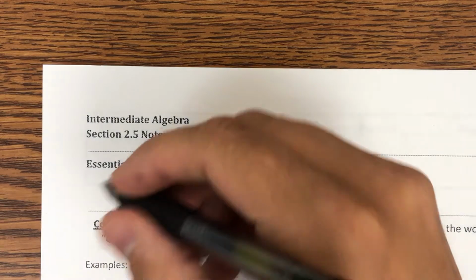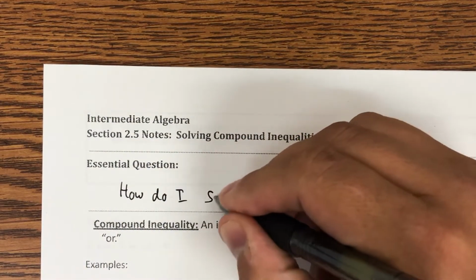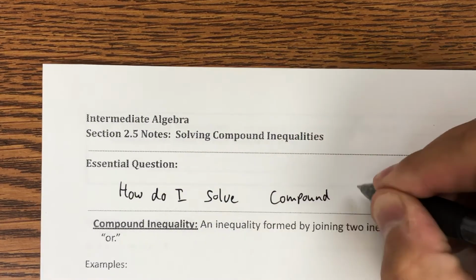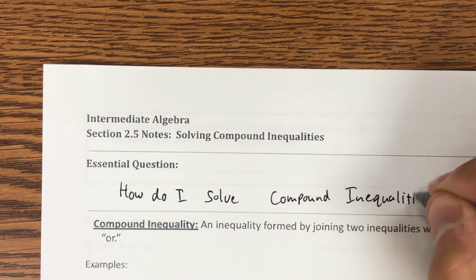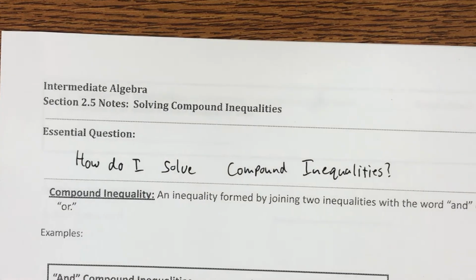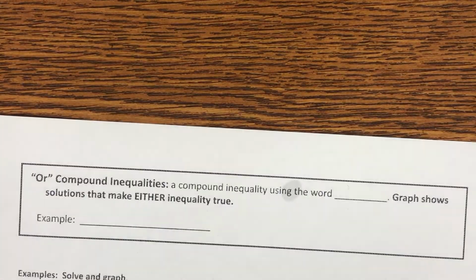Essential question for today is how do I solve compound inequalities? And our compound inequalities are going to be an inequality formed by joining two inequalities using either the word and or the word or. So, some examples. I'm going to start with and, then you'll see that on the next page we'll go over the ors.